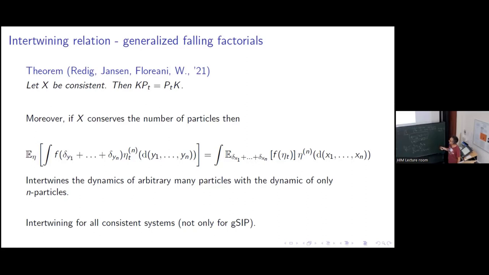And then you can see an equation like that. On the left side, you first let evolve eta with arbitrary particles, then having the intertwiner. And on the other side, I have first the intertwiner, and then I let evolve n particles. So to summarize, we have an intertwining between almost infinitely many particles, as many as you want, and n particles. So you can reduce problems from a lot of particles to just n particles. And that could be very useful. And what else is interesting, only consistency is needed. So we use nothing else from the G-SIP. So that's also a nice fact.